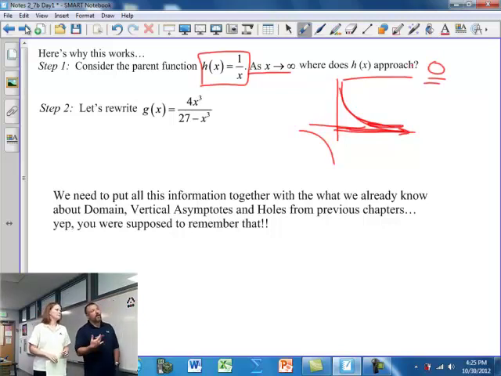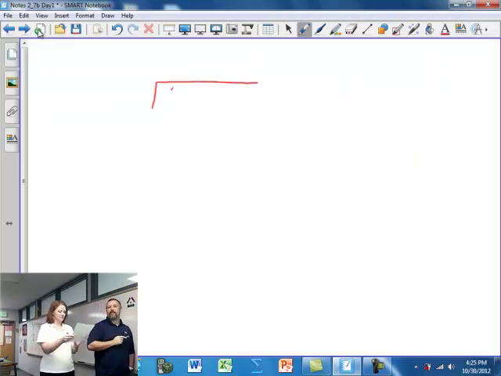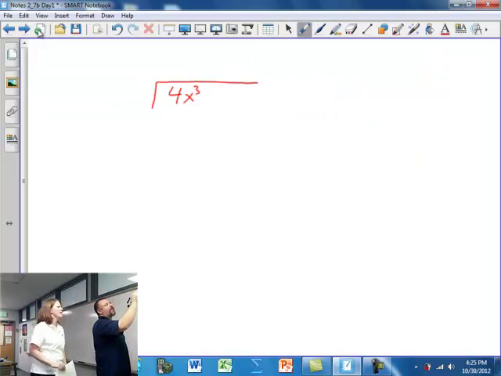Okay, so let's rewrite this. There are a lot of ways to rewrite this. We're going to go ahead and try this with some long division. Is that okay with you? That sounds good. And I'm just going to grab a new page just so you can kind of see that we had 4x cubed divided by 27 minus x cubed.